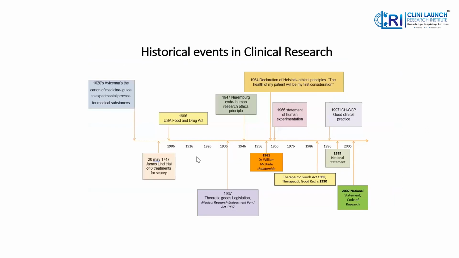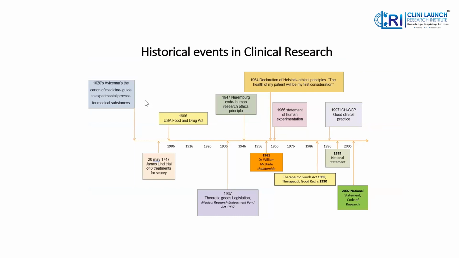Then we discussed the historical events. In historical events, we first saw Avicenna, who did some experiments on his patients when he was doing his medical practice. In 1020, he was the first person who did experiments.